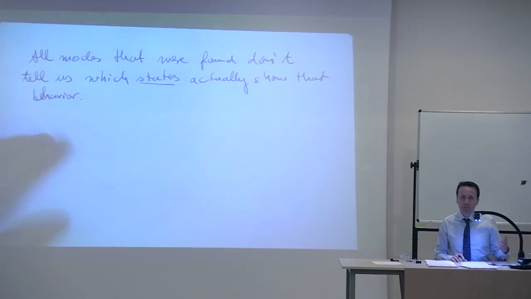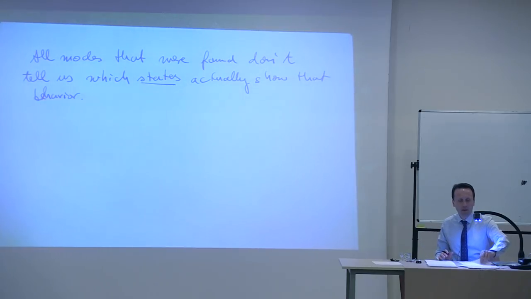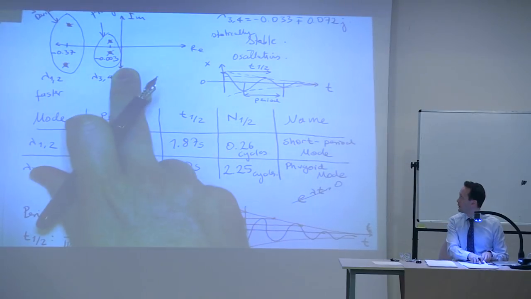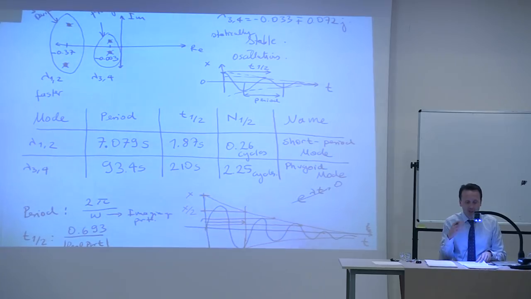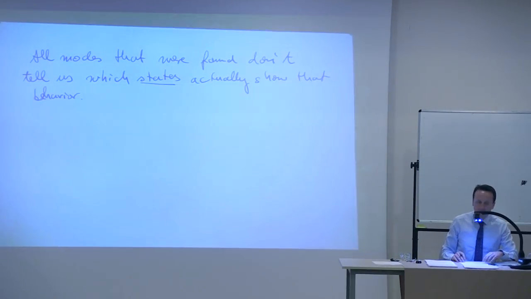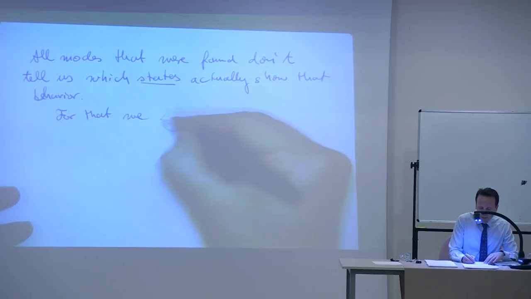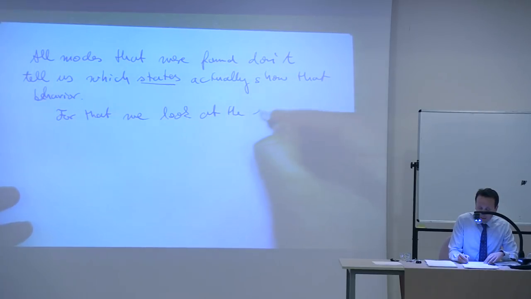What I'm trying to say is that if something oscillates, the mode has oscillation, but which state is oscillating? Are all four of them oscillating, or one of them, or two of them? If all four of them are oscillating, which one is oscillating more? You see what I'm saying? In the phugoid mode, we said there's oscillation here, and there's oscillation here in the short period mode. Good, but which states? Are all of them oscillating at the same time? So in order to look at that, we like to look at the eigenvectors.